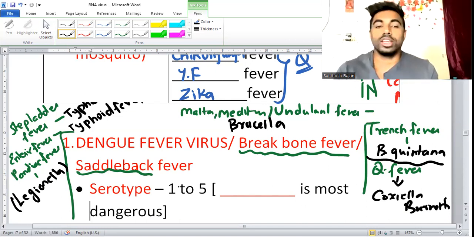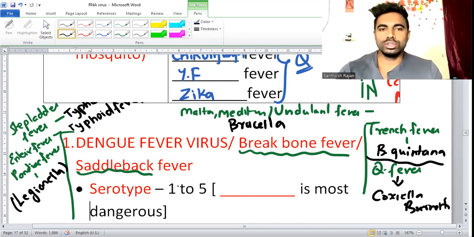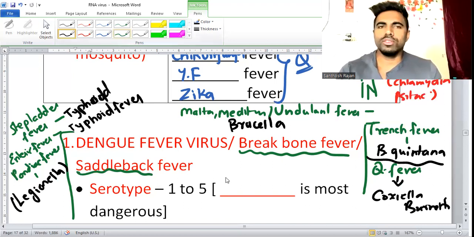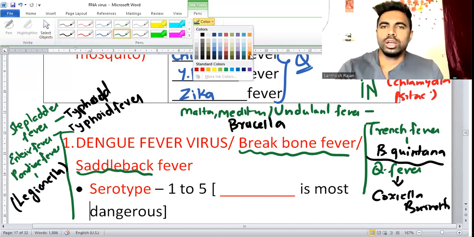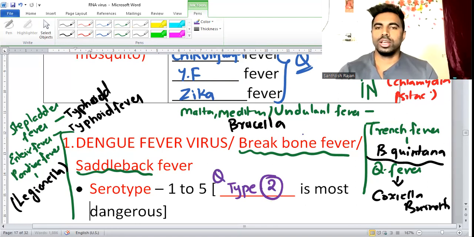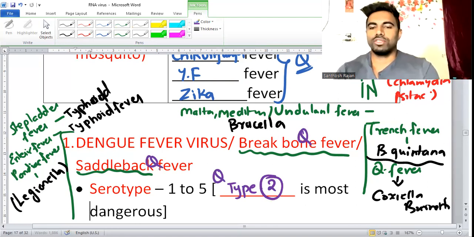Dengue, or breakbone fever, otherwise called saddleback fever. The serotypes of dengue are 1 to 4. But which one is the most dangerous one? If you are saying type 2, you're right. Type 2 is the most dangerous one. Breakbone fever is a question. Saddleback fever is a question.